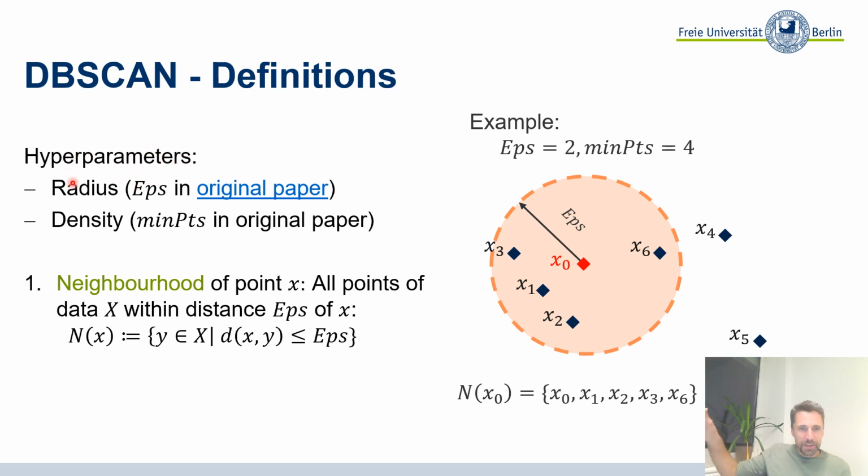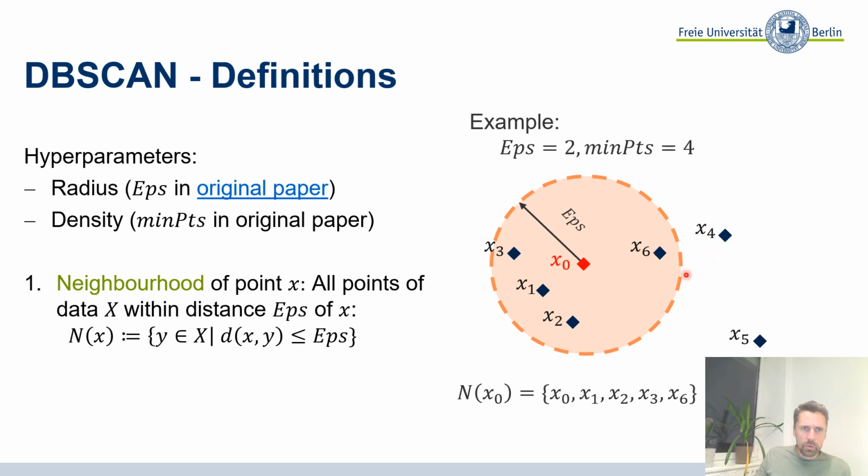I think towards the end of the video I will explain what the difference is between parameters and hyperparameters. Just think of preset values that the algorithm takes and uses in its execution to obtain those clusters. We have two of those. One is called the radius, and one is the density. And this is how they are going to be used.